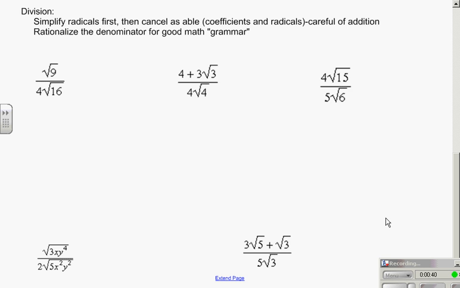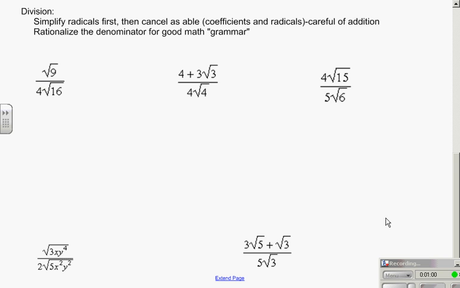And then we have to do a strategy called rationalizing the denominator. You can never leave a radical in the denominator of a fraction. It's just bad math grammar. So you always have to go through a process. It's going to look a lot like making a common denominator for adding or subtracting fractions.